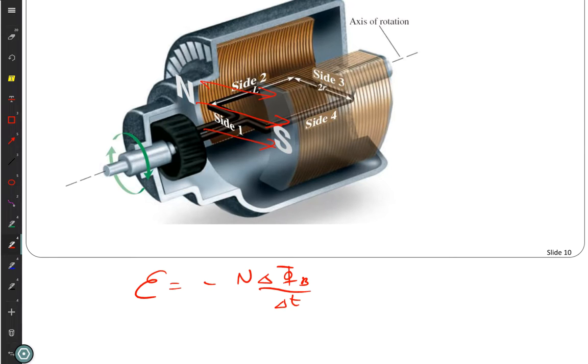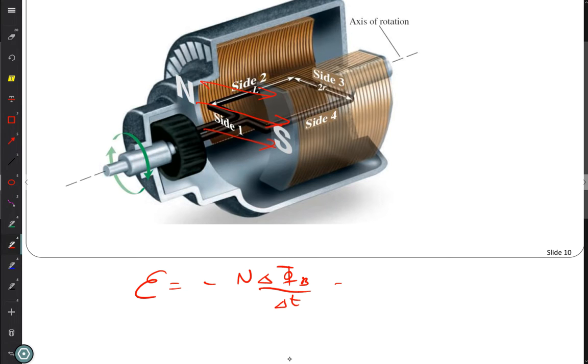So if we look at this, you notice this is a single loop. So N is 1 here. And then I have my area, my flux. Right now, how much flux is going through that loop? None. Because the area is pointing up and the magnetic field is pointing to the side. So right now, there's no flux. But this doesn't ask about the flux. It asks about the change in flux. Right? It's change in flux over change in time.